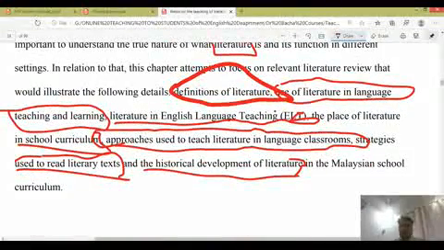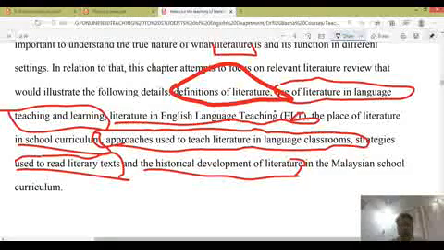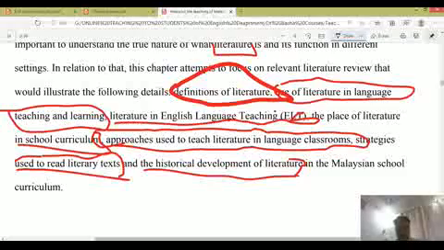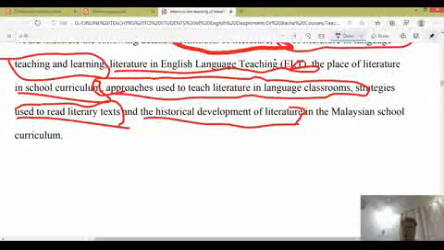There are different definitions given here: the use of literature in language teaching and learning, literature and language teaching in ELT, the place of literature in the school curriculum, approaches used to teach literature in the language classroom, strategies used to read literary texts, and the historical development of literature. Here it is in the special context of Malaysia, but I would try to focus on the contents of your syllabus. Okay.